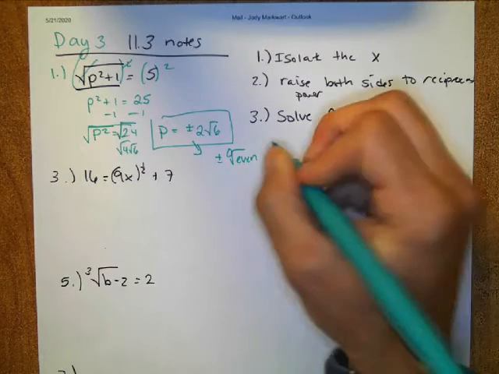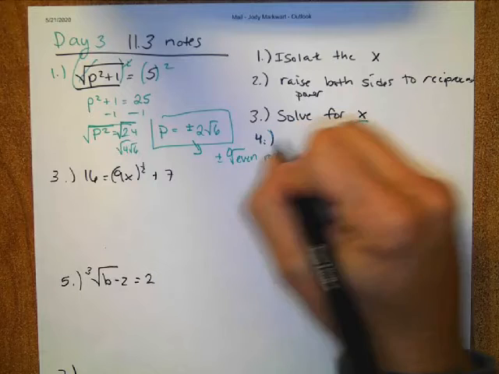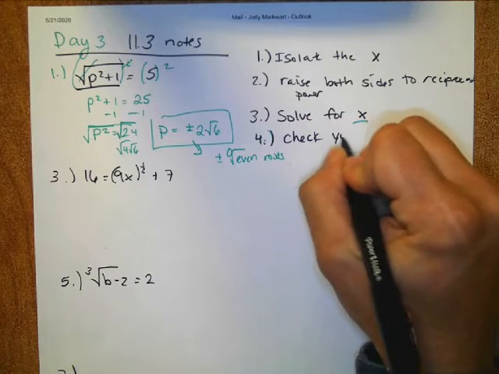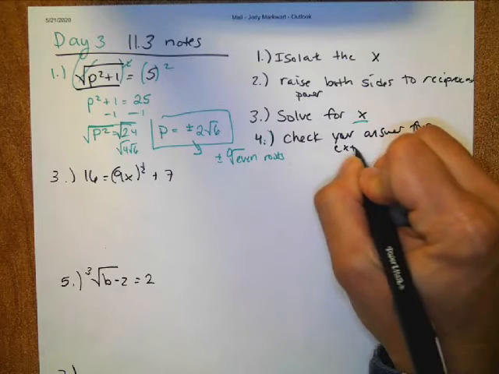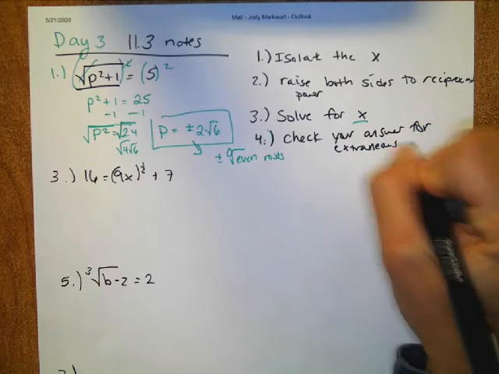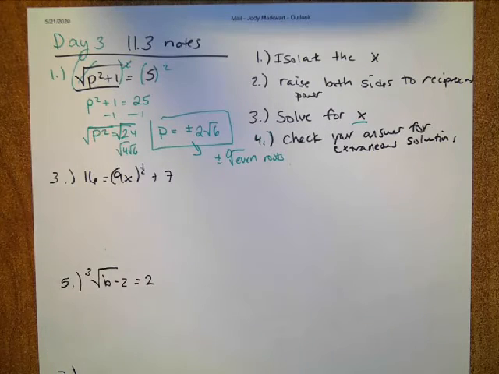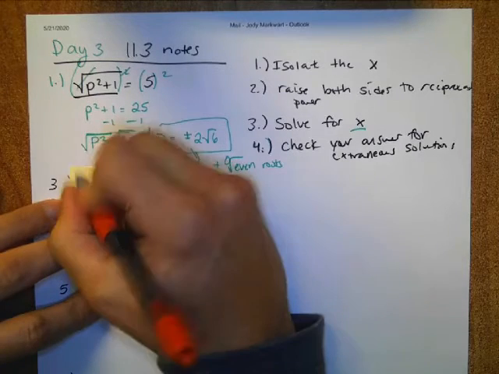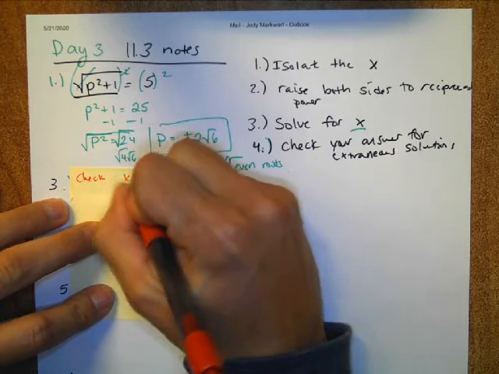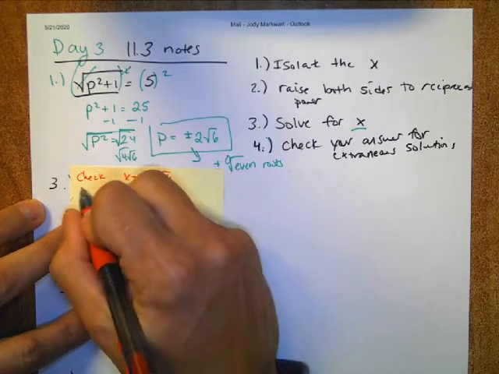Okay. Step number 4 is you have to check for extraneous solutions, extra, wrong solutions. Now I didn't leave myself a lot of room here, so I'm just going to use a sticky note. You guys should have plenty of room on your notebook paper. So I'm going to check. Going back to my original equation, I'm plugging in plus or minus 2 square root of 6. And again, it's p, not really x.